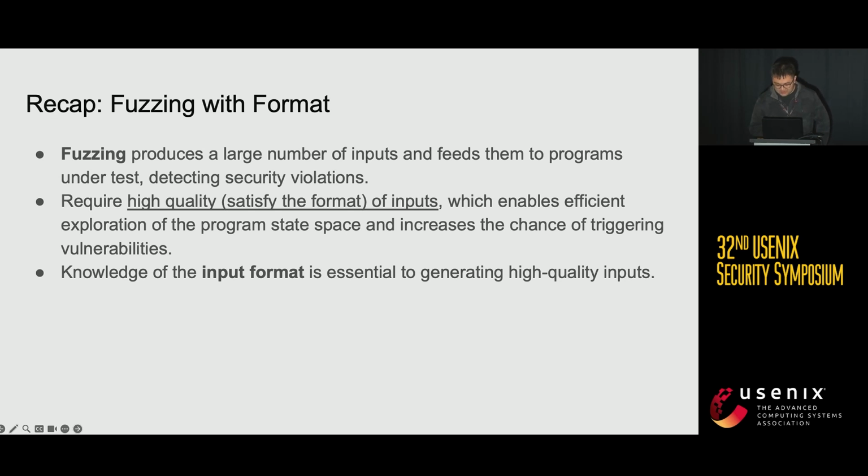A smart and effective fuzzer relies on a high quality of inputs, which enables efficient exploration of the program state space and increases the chance of triggering vulnerabilities. And knowledge of the input format is essential to generate high quality inputs. The input format describes how the program expects the input bytes to be organized. Following the input format, the fuzzer can bypass sanity checks efficiently, reach and test the deeper code. Besides, inputs against the format can test the sanity mechanisms and reach abnormal program states with higher possibility.